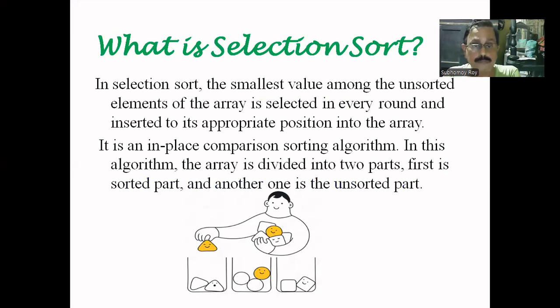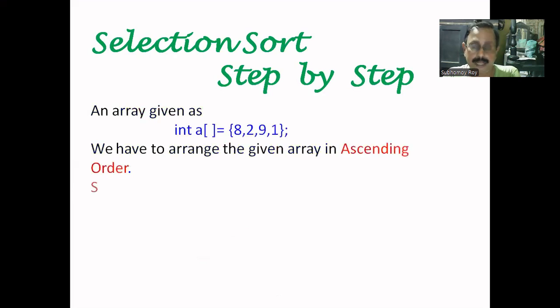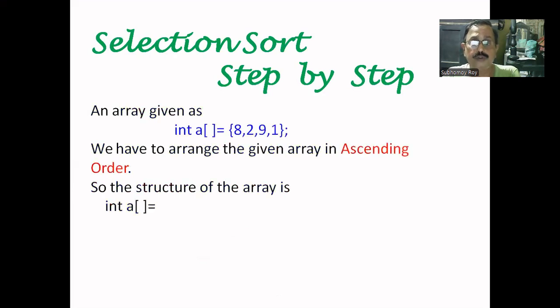In this algorithm, the array is divided into two parts. The first is the sorted part and another is the unsorted part. And you will see I have marked the sorted part in blue color, so it will be easy for you to understand. Step by step of selection sort, we take as an example the array 8 2 9 1. We want to arrange them in ascending order.